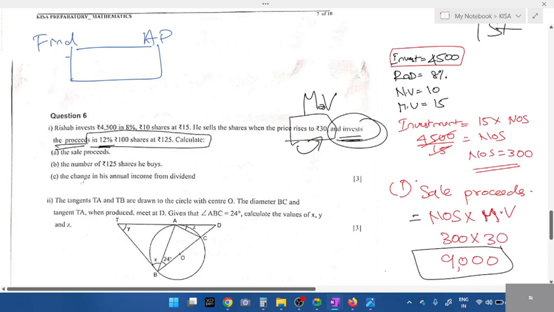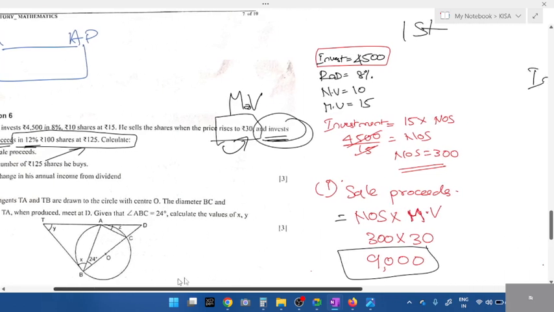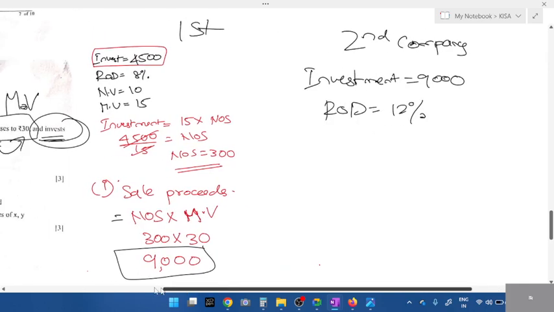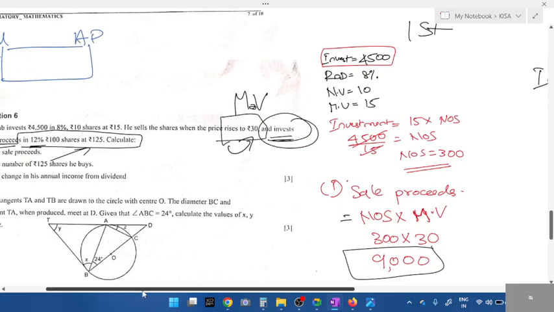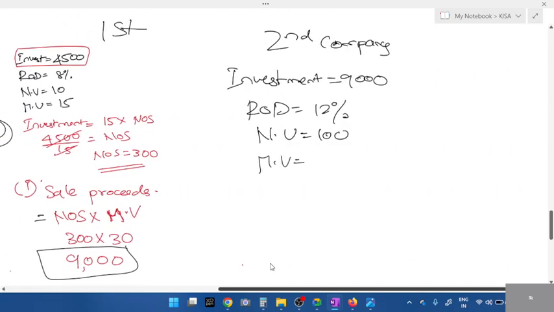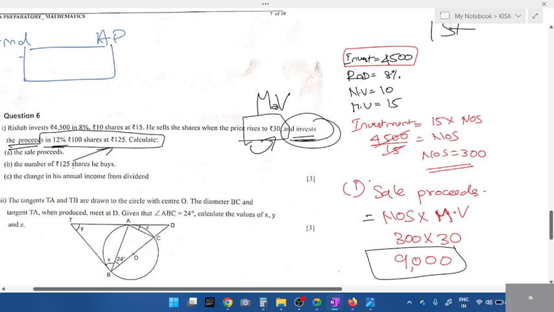Okay. Calculate this. The number of rupees 125 shares he buys. They're asking about this part. So just treat this as a second question. Second question. 12%. Rate of dividend is equal to 12%. What is the nominal value and market value? Nominal value is 100 and what is the market value? 125. Okay, what is asked here? The number of rupees 125 shares he buys.